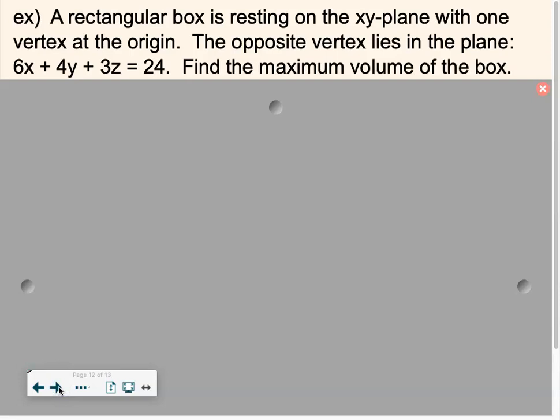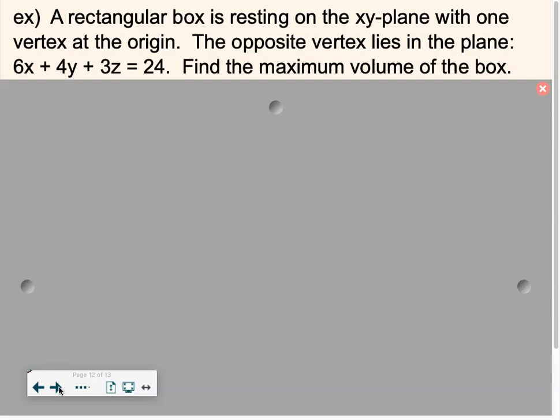Oh my goodness, how much fun is this one? Okay, I gave you a rectangular box. It's not like a cylinder with a half hemisphere on top or anything, right? So a rectangular box is resting on the XY plane with one vertex at the origin. The opposite vertex lies somewhere on that plane. Find the maximum volume of the box.